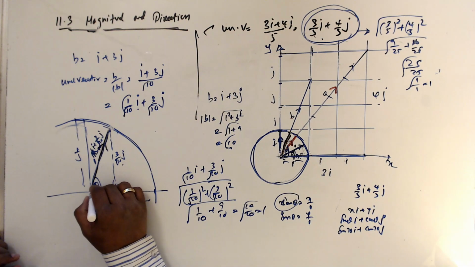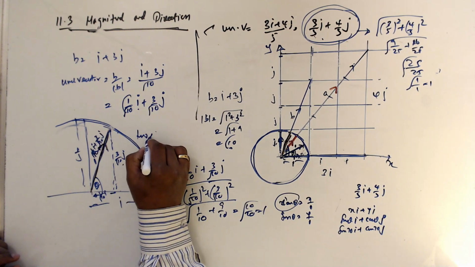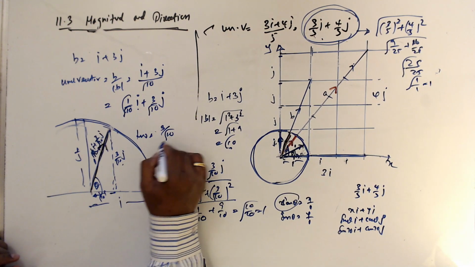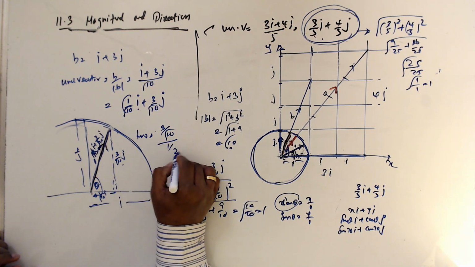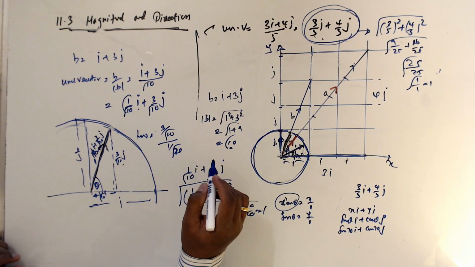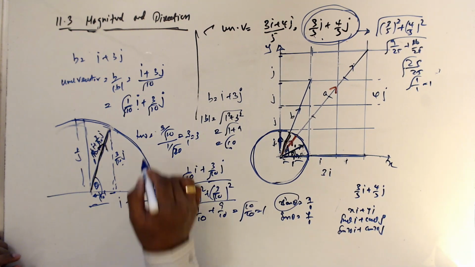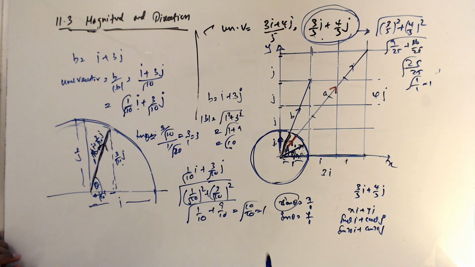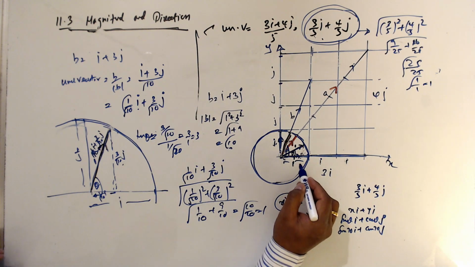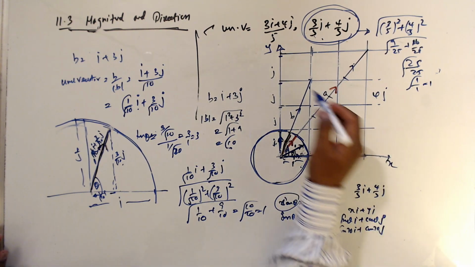So let's say this is theta. Tan theta equals 3 over square root 10, divided by 1 over square root 10. So this is 3 over 1, which is 3.